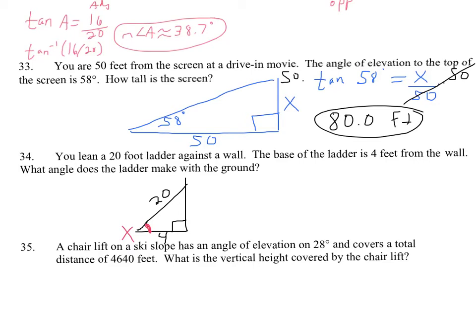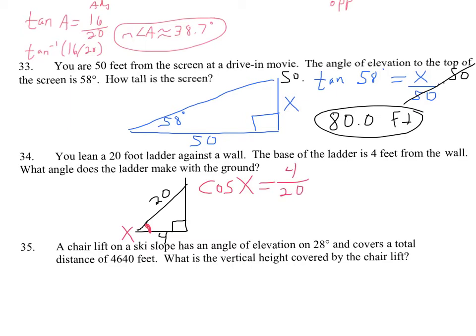And so, which are we going to be dealing with, sine, cosine, or tangent? Well, we have hypotenuse and we have adjacent. So, which function involves hypotenuse and adjacent? It is cosine. So the cosine of our angle is adjacent over hypotenuse, 4 over 20.